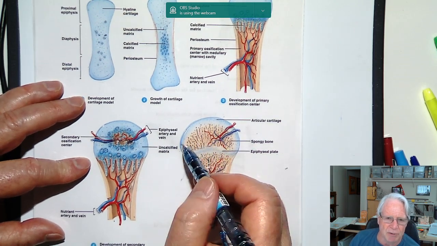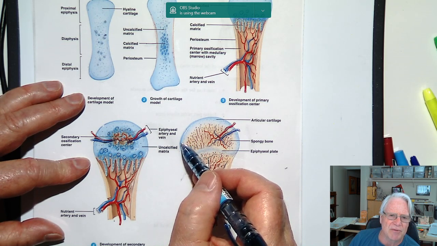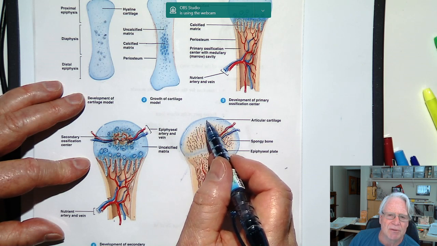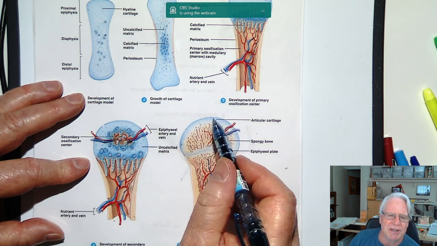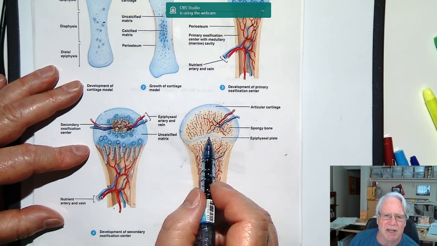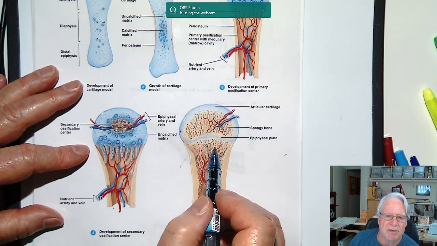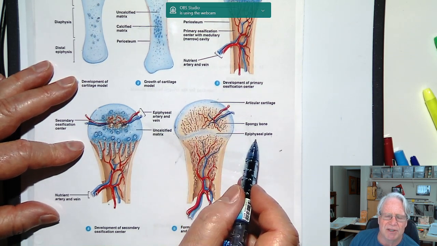And then what we're going to see is that finally, towards the very end of this process, we're going to leave a very thin layer of cartilage in place on the outside of the bone, where it's going to articulate with another bone, and a very thin layer of cartilage between the shaft and the end of the bone, and that's going to be our epiphyseal plate.